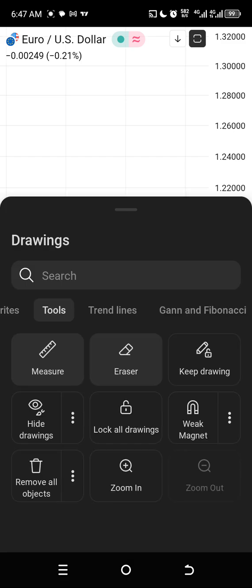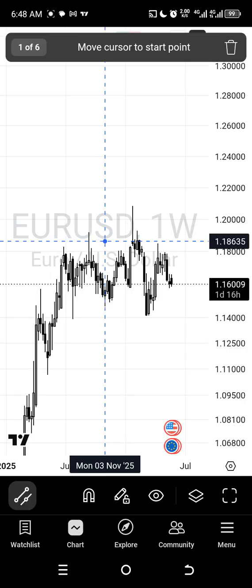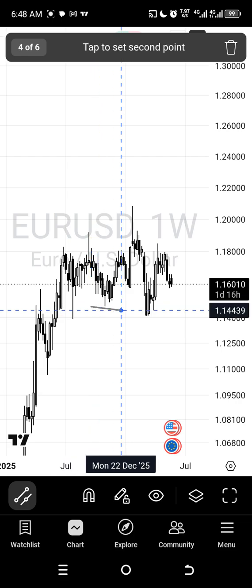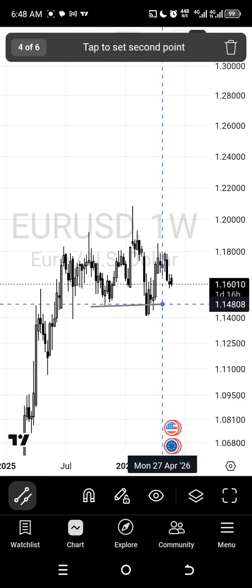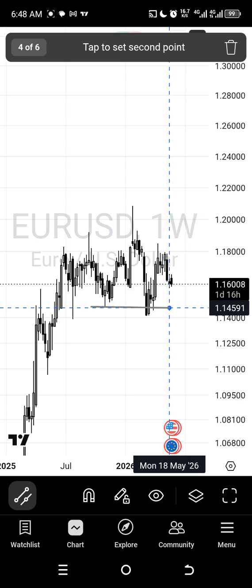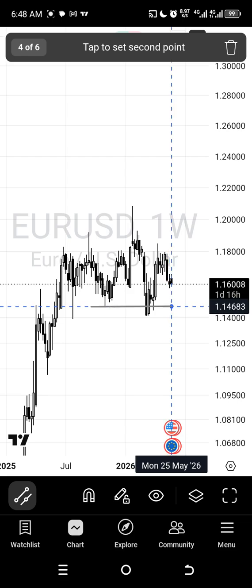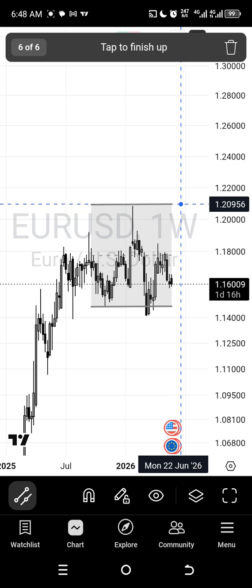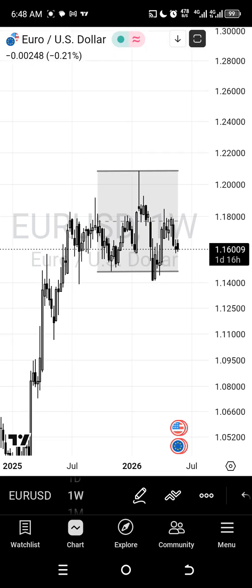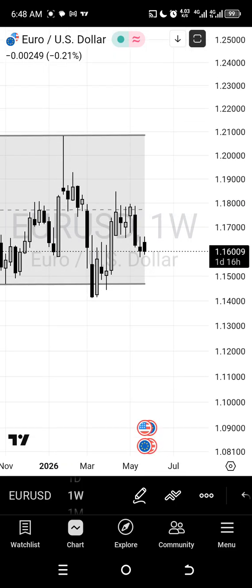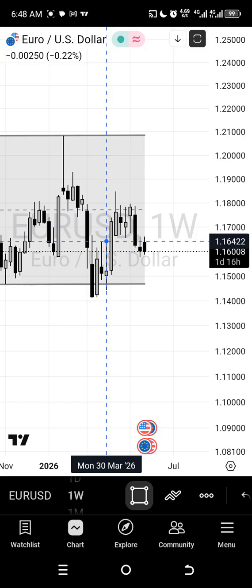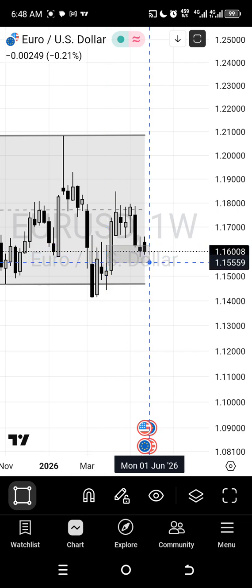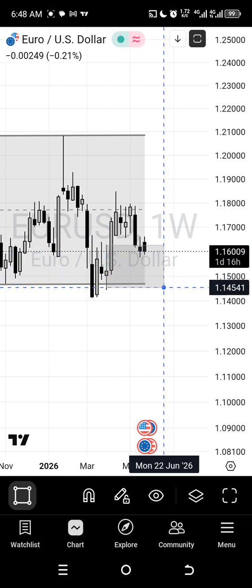Looking at the weekly time frame, I can clearly see that EU was in the range on the left hand side. Coming to the right hand side, EU took the low of the range, and based on range trading, when price takes one end of the range, we expect price to come to the opposite end of the range. And then looking at my key levels, I can clearly see that EU is currently at a key level on the weekly time frame, an order block key level, right?